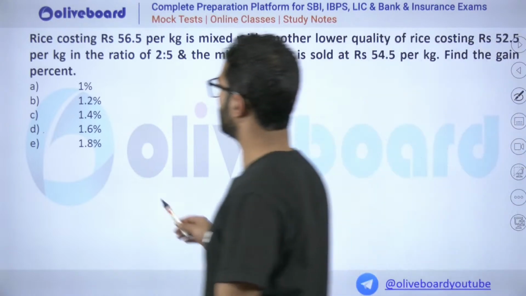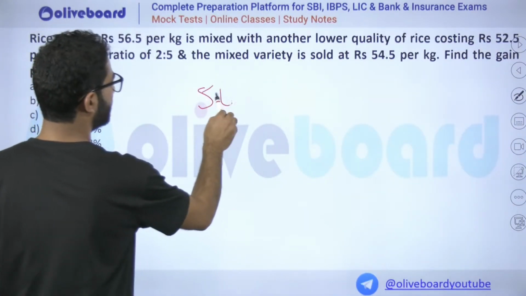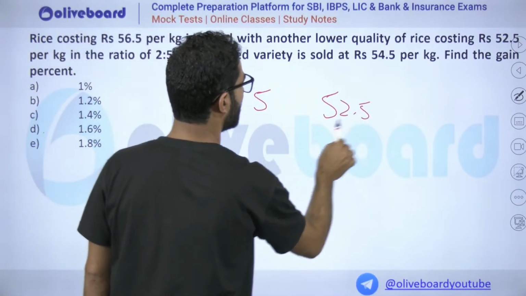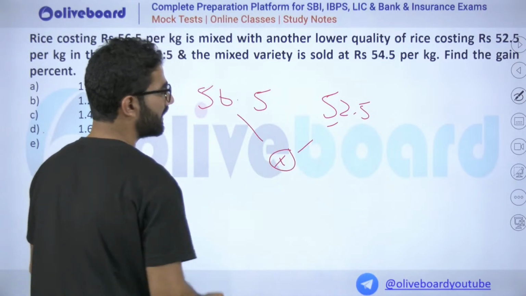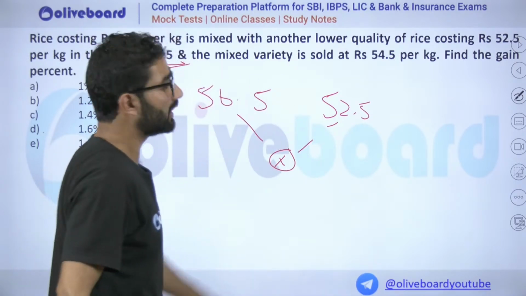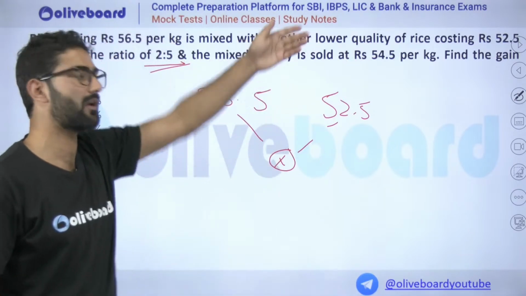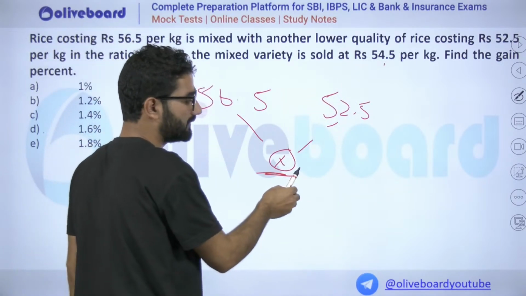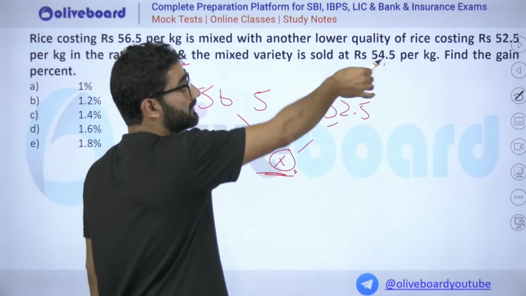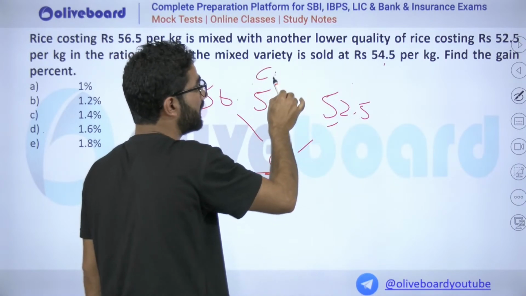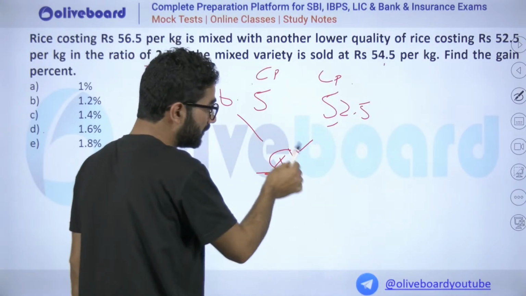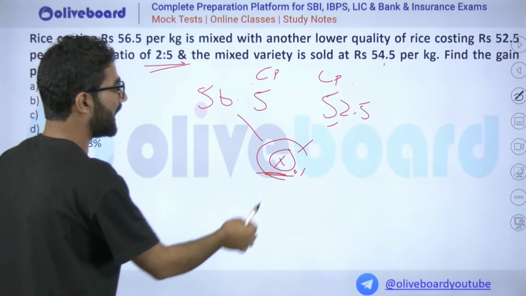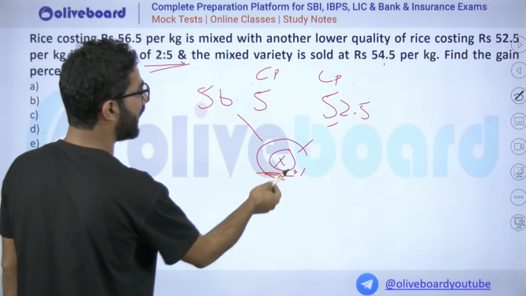Now, seeing the question, it is 56.5 mixed with 52.5. These are cost prices. If I assume this is X and their ratio is given as this much, this is the selling price. Then, on the basis of that, if we calculate the cost price of X, the selling price is also given. It is cost price, cost price, cost price, cost price. This is selling price. If I know the cost price of X and the selling price is given, we can calculate the profit percentage.